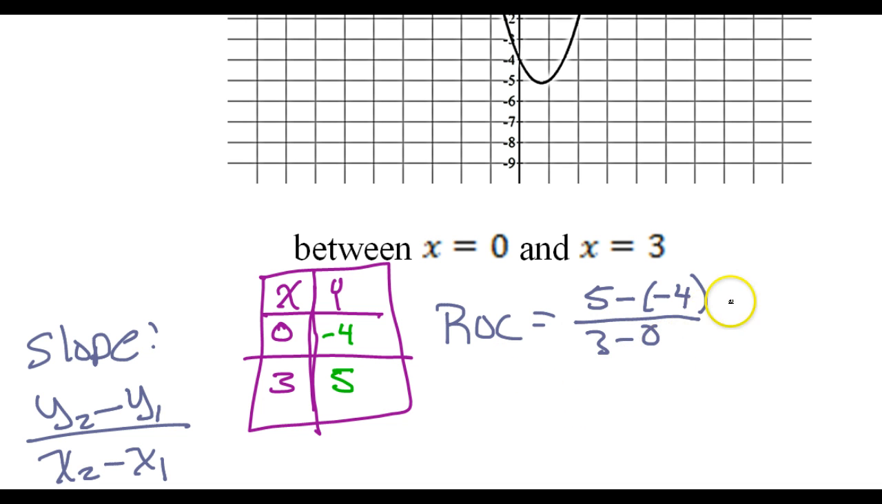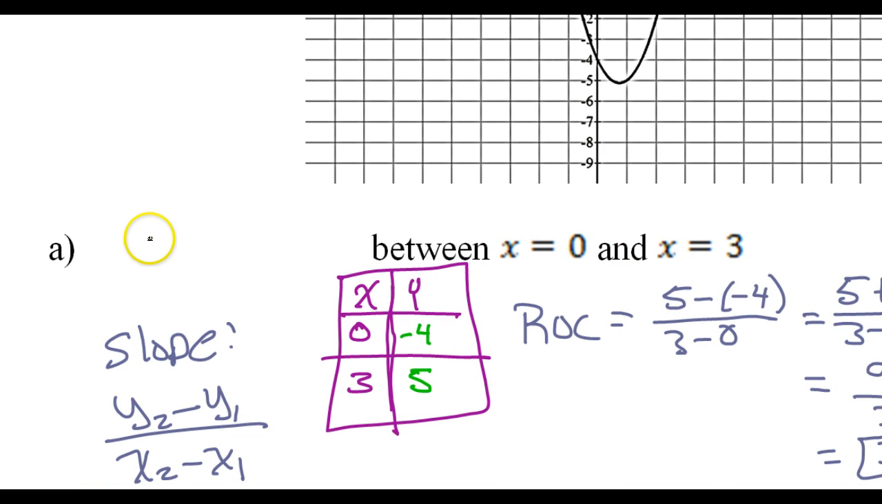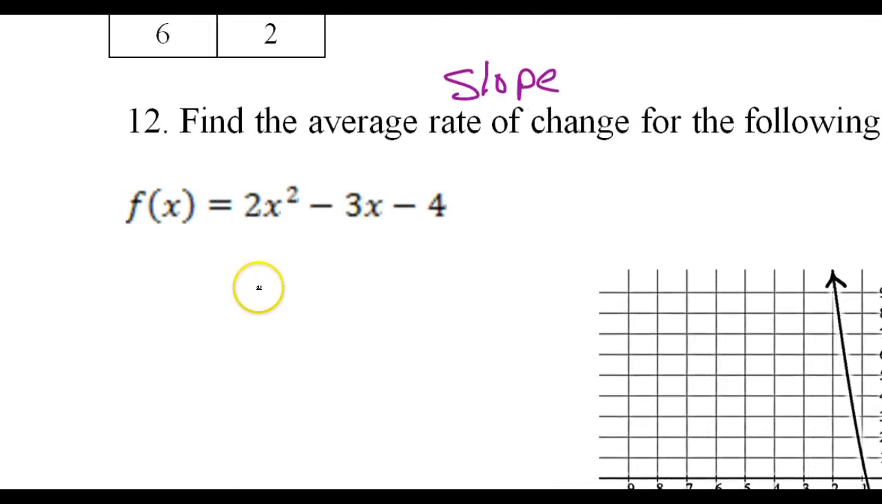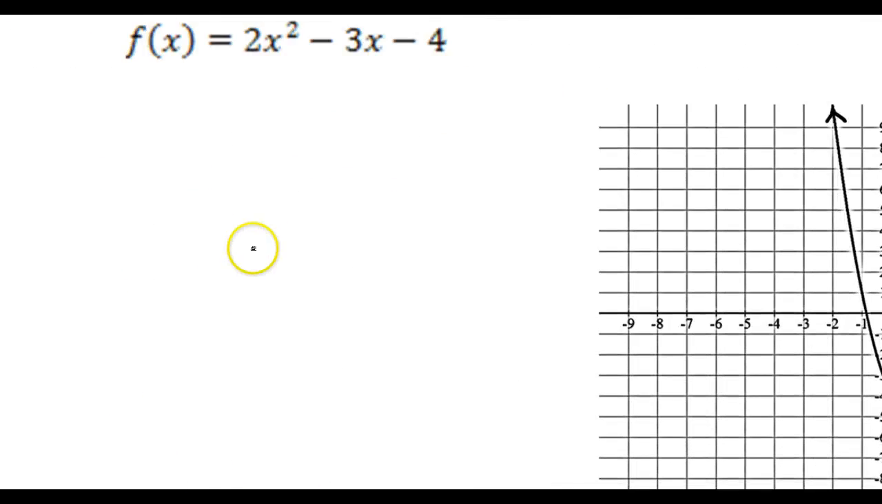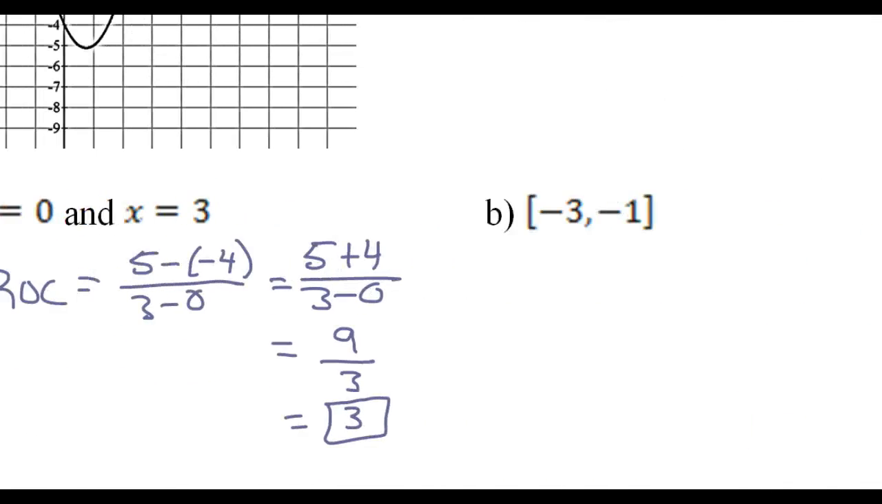So that's how you calculate it. Remember that minus and negative is addition. So this is really 5 plus 4 over 3 minus 0. So that's 9 over 3, which is 3. So that is my rate of change for part A. Okay, remember that we are on number 12 right now. So that was 12A. Okay, what about B?